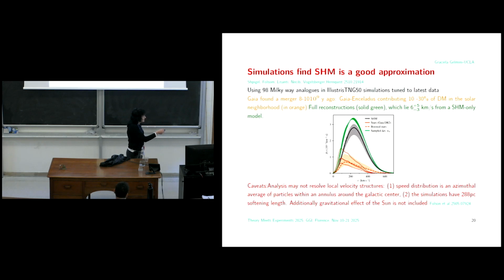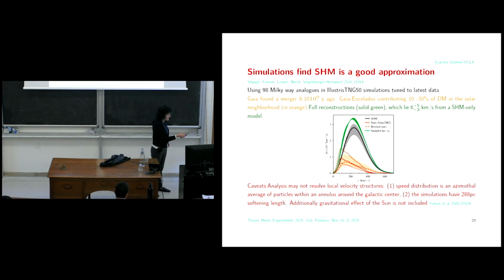And then they did several things. They reconstruct. This is the full reconstruction, and the dark line here is the standard halo model, actually. And they say that, like, it's not that bad. The standard halo model is not that bad. It reproduces pretty well. However, this analysis does not resolve local structures.